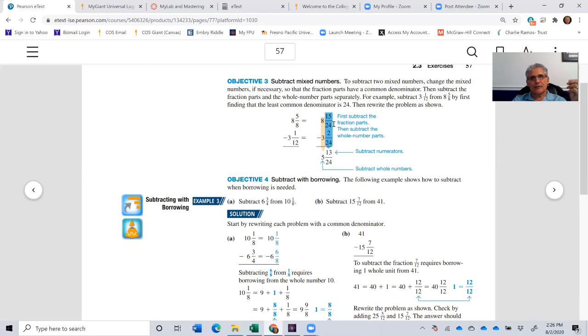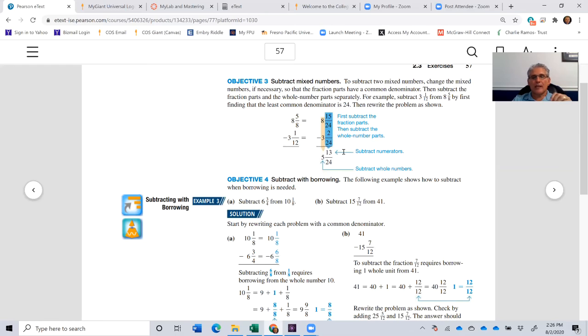So now we have 15 over 24 minus 2 over 24. So 15 minus 2 gives us 13. Therefore, the result is 13 over 24. And then we treat the whole numbers separately from the fractions. 8 minus 3 gives us 5. So the result is 5 and 13/24.